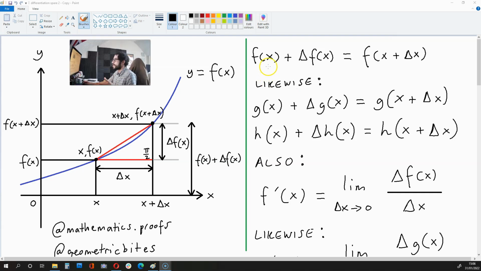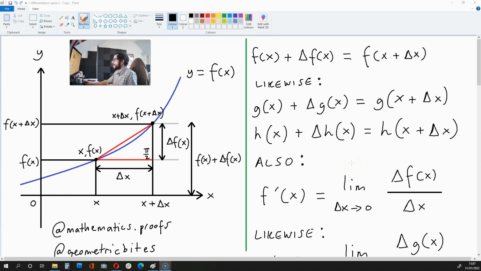So take it, f(x) plus the change in f(x) is f(x plus change in x), okay? Likewise, if we had a function g(x) and we had a function h(x), g(x) plus change in g(x) would be g(x plus change in x), okay? And this over here would also be true.